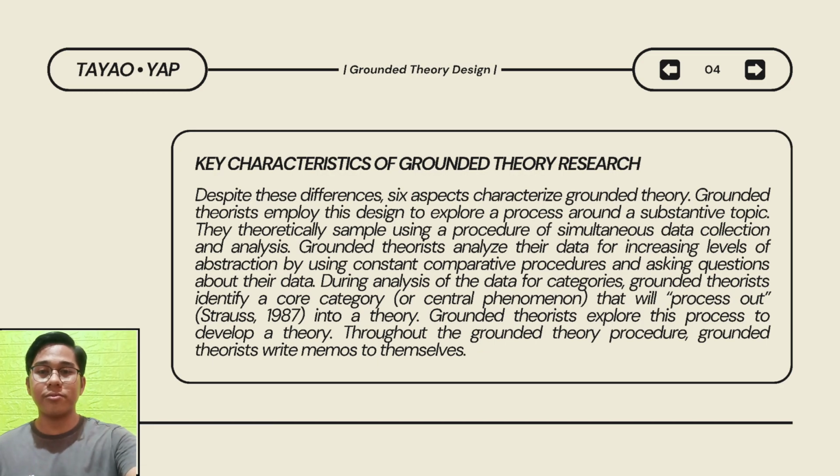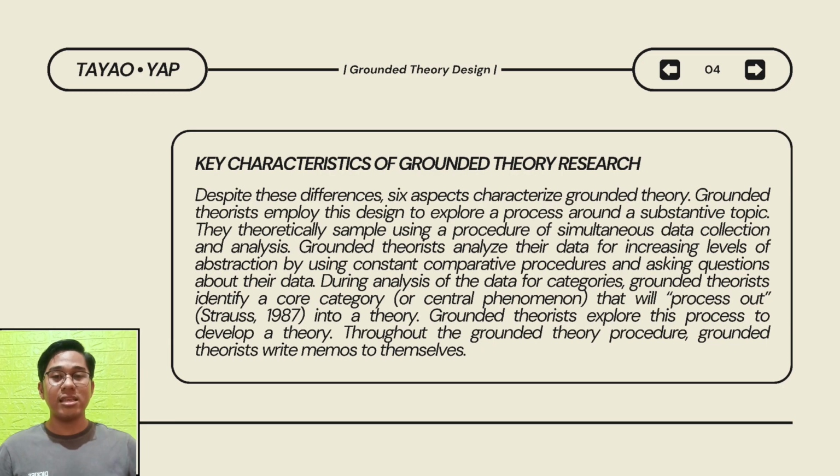Fourth, identifying a core category. Through data analysis, grounded theorists aim to identify a core category, which is the central phenomenon that the theory will ultimately explain. This core category emerges out of the data, according to Strauss in 1987.